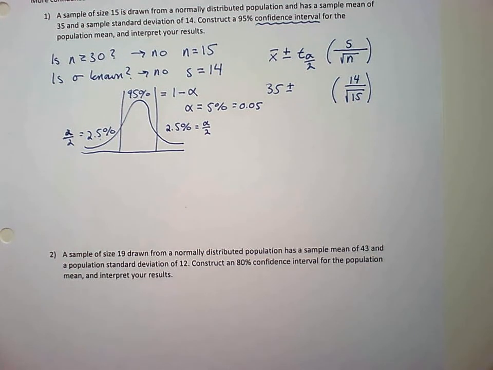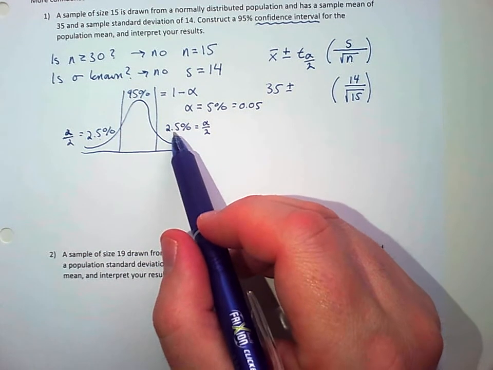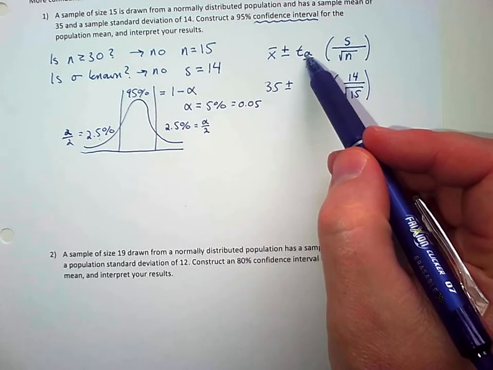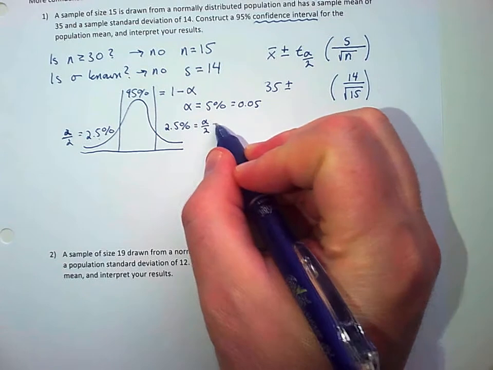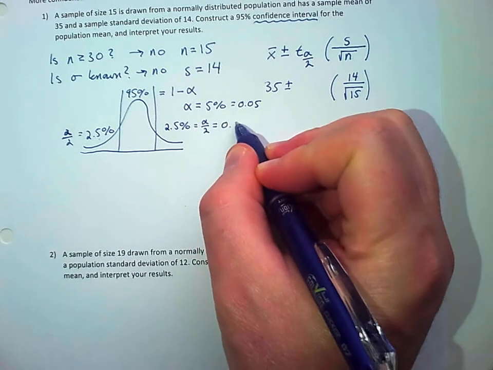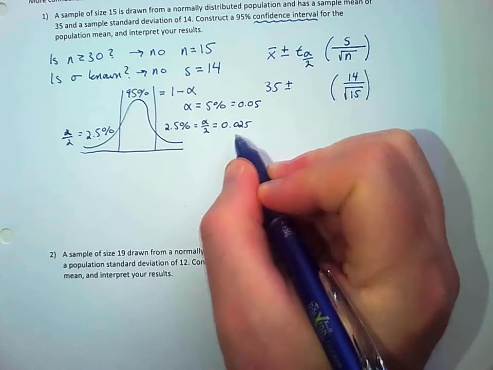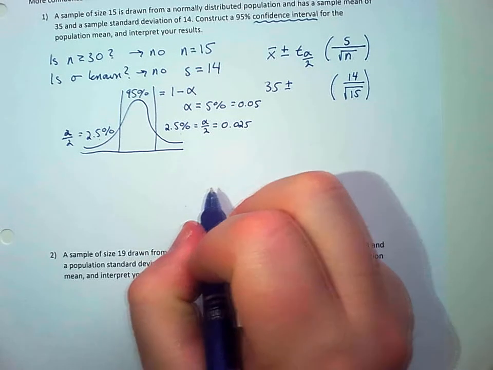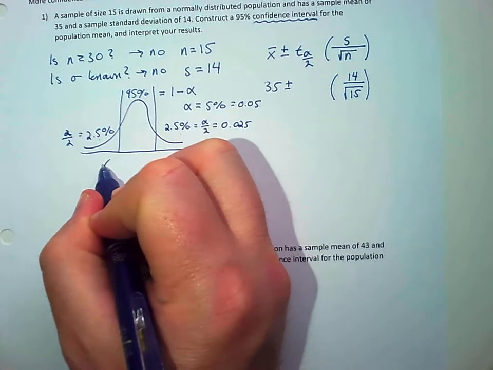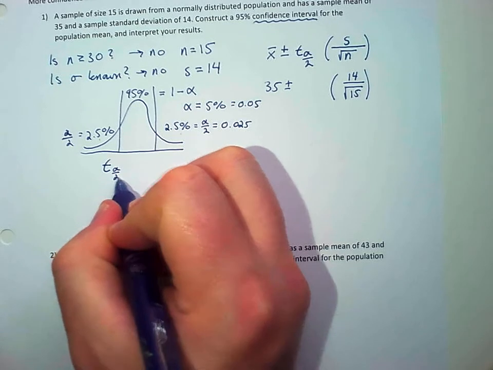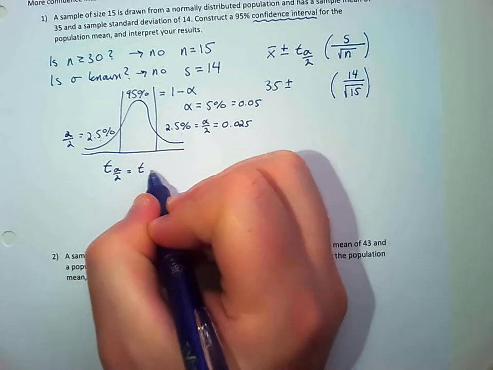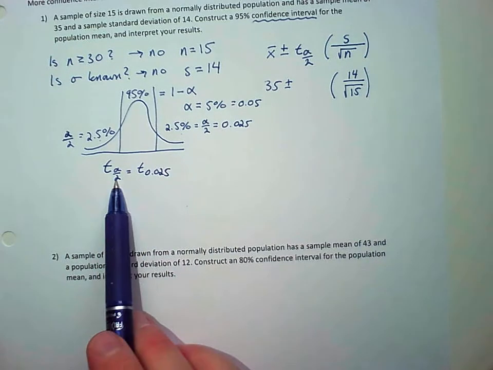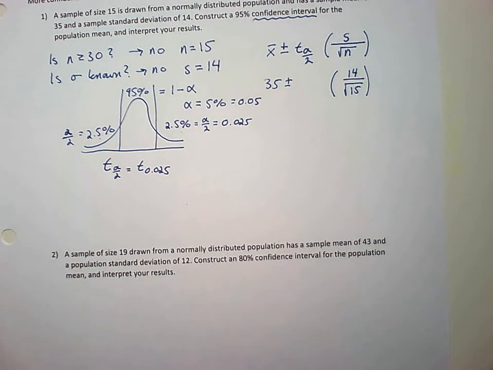So here's the really, really important thing. Alpha divided by 2 is what we're going to use here for our subscript. So therefore, alpha divided by 2 is the same thing as 0.025, right? 2.5% is the same thing as 0.025. So we're going to try to find the t for alpha divided by 2, that is the same thing as t of 0.025. Here I just swapped out alpha divided by 2 for 0.025.